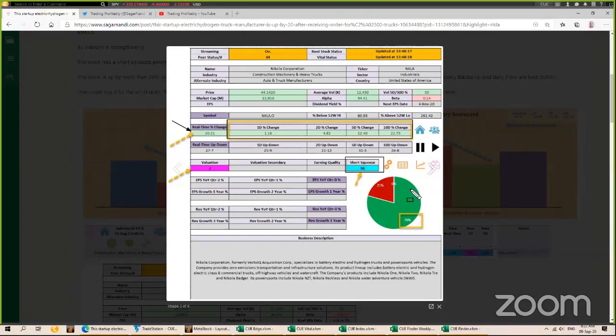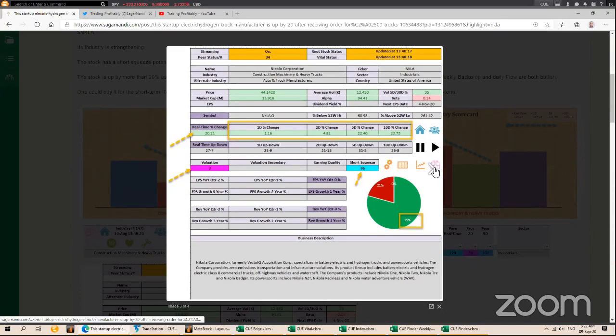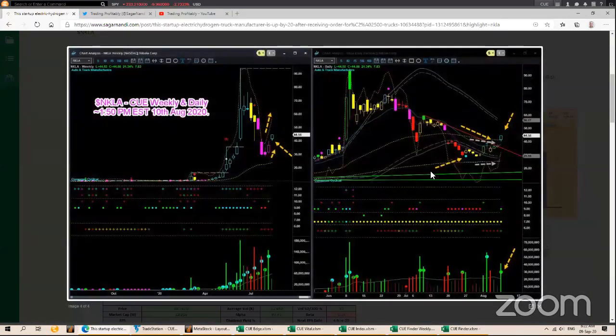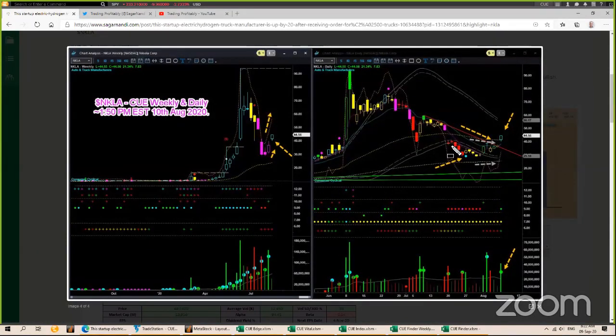It had a short squeeze potential. And at that time, it broke out of the memory resistance after displaying a bullish headwind signal in the daily chart. That was a breakout setup. Breakout with very high volume.